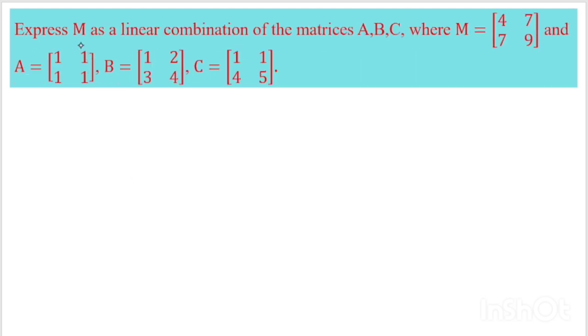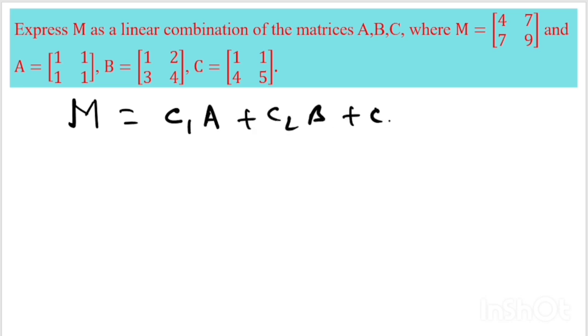Next we have been given a matrix M and we have to check whether M is a linear combination of the matrices A, B and C or not. Again the same process. If we can write down M as some C1 into A plus some C2 into B plus some C3 into C, then M will be a linear combination of these matrices. So we'll put all the values of the matrices.